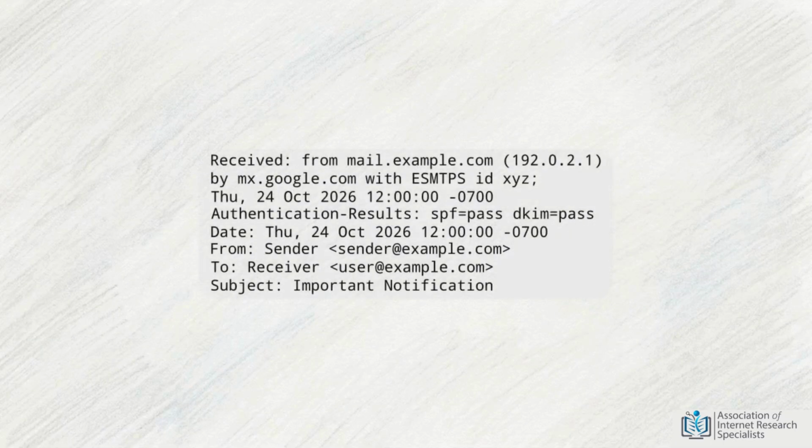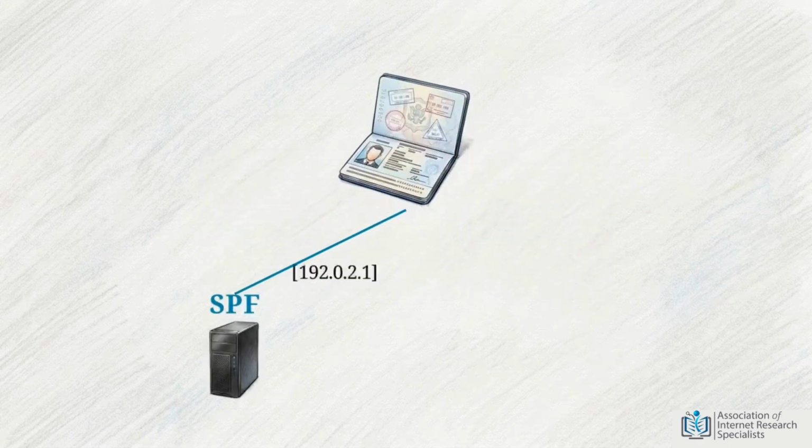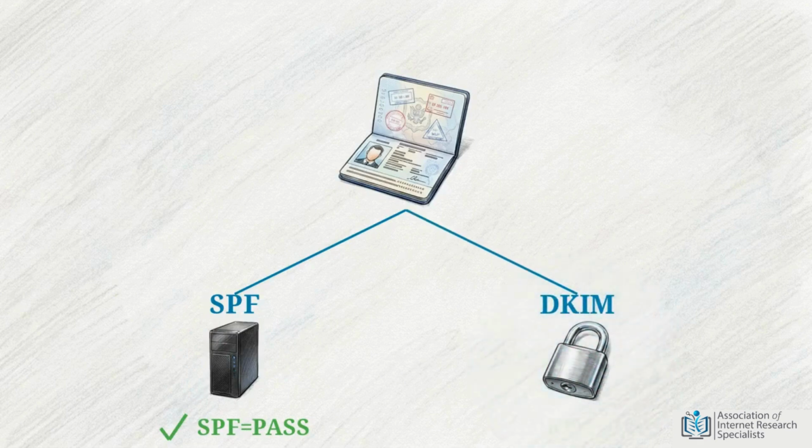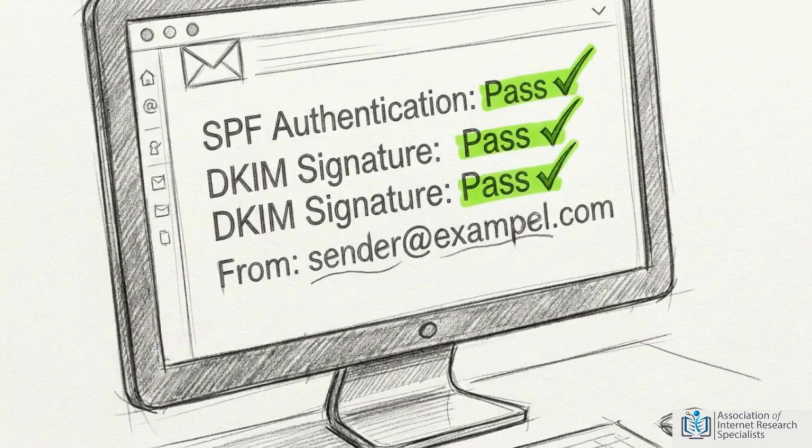Scan for the authentication results line, which acts as a digital passport. SPF verifies the specific server is authorized to send mail, while DKIM provides a cryptographic signature, ensuring the message wasn't altered in transit. It's easy to see a pass on both checks and assume the sender is your vendor. That is the exact trap scammers rely on.